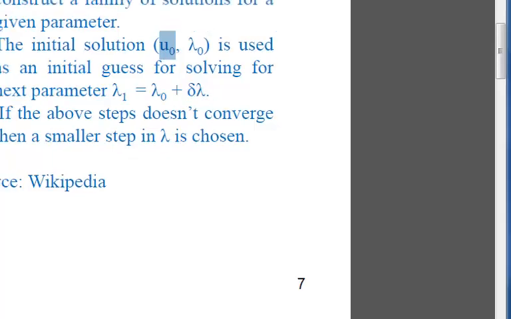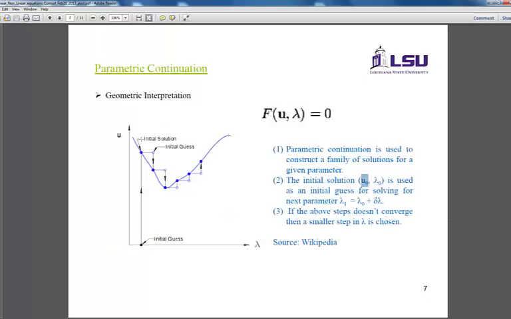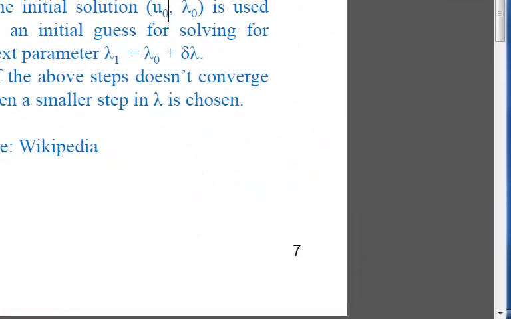So if I want to talk about it in terms of our example, say we have a solution at P equal to 1 atm for specific volume V, then that solution is used as an initial guess to solve for the next parameter value, say pressure equal to 2 atm. So this is what this schematic figure shows, and these algorithms are also discussed in lecture, the Euler continuation method. This is one method where you use the previous solution as the initial guess.